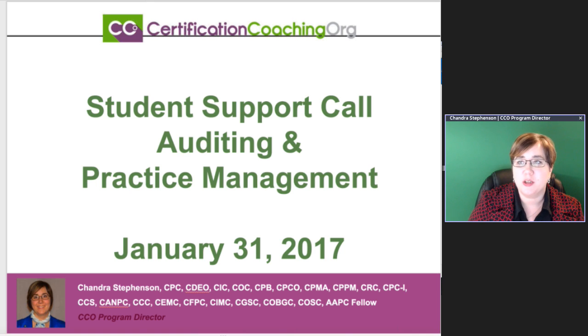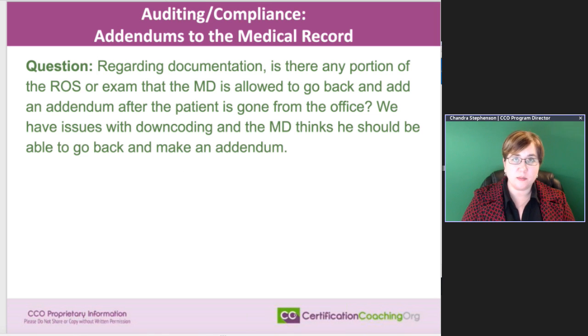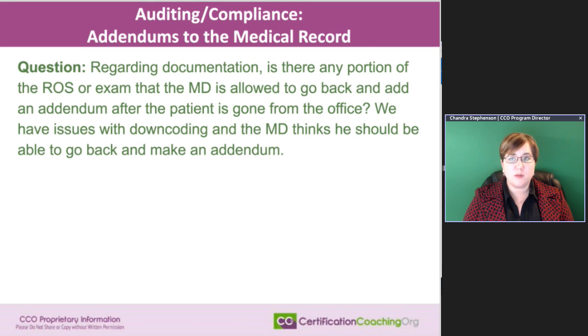I'm going to start with a question that I received from an auditing and compliance perspective asking about addendums to the medical record. Specifically, the question said, regarding documentation, is there any portion of the review of systems or the exam that the physician is allowed to go back and add an addendum after the patient is gone from the office? We have an issue with downcoding, and the physician thinks that he should be able to go back and make an addendum. Well, you get into a bit of a sticky wicket when we start talking about addendums.